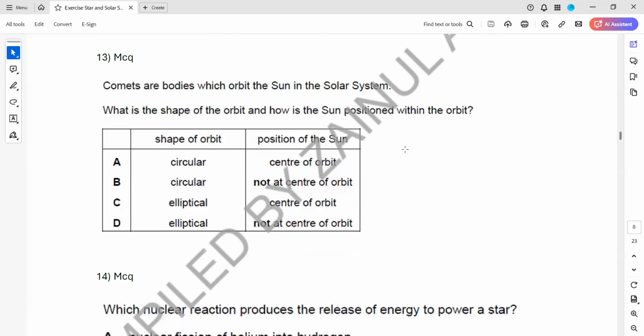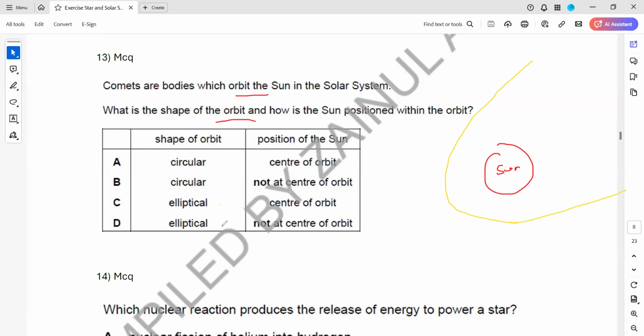Question 13. Comets are bodies which orbit the sun in the solar system. What is the shape of the orbit and how is the sun positioned within the orbit? So if this is representing the sun and we draw the orbit of the comet, that's how we draw. So it's not circular, it is elliptical.